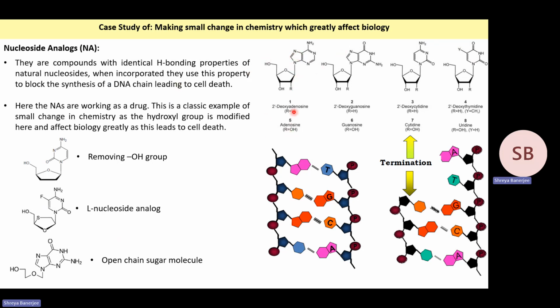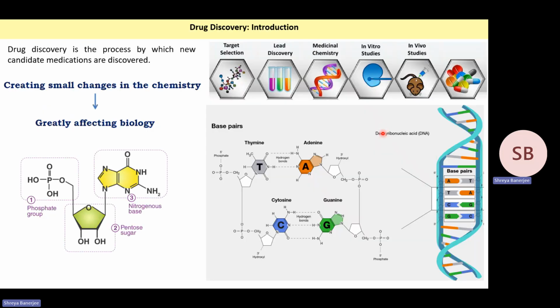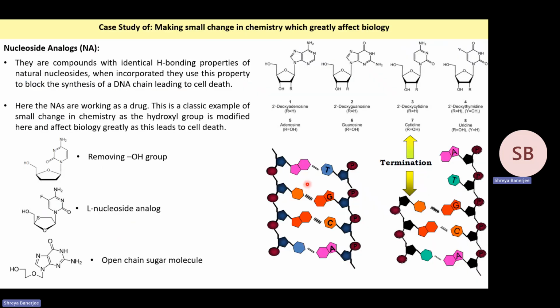But when it is incorporated in a DNA chain, because here instead of OH, you have H, the chain will not be able to propagate. You can see that the OH is very important to form phosphodiester bonds for propagation of the DNA chain. But when it is 2' deoxyadenosine, the chain propagation cannot happen and the chain terminates, and this leads to cell death. Similarly, instead of guanosine, you can have 2' deoxyguanosine, where again here the R, which was OH, is replaced by H. And similarly for cytidine and thymidine.